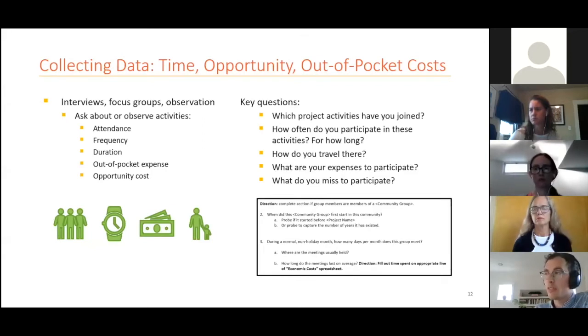Which of the project activities have you joined? How often do you participate in these activities? For how long? How do you get there? What do you pay in order to participate? And what do you miss out on because you participated in those activities?